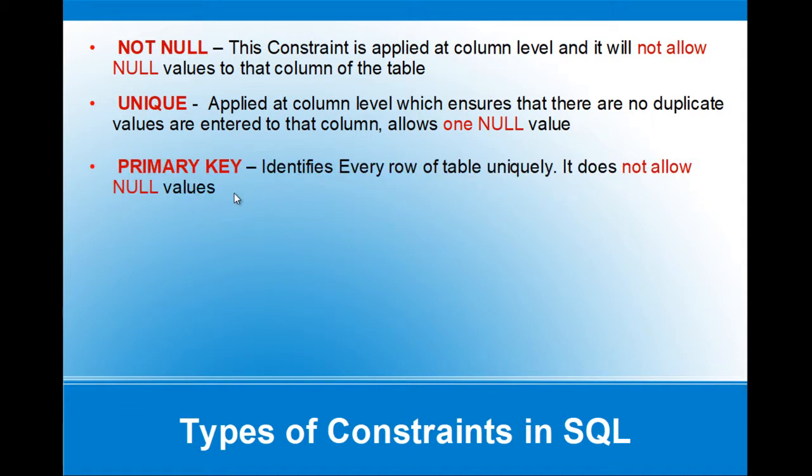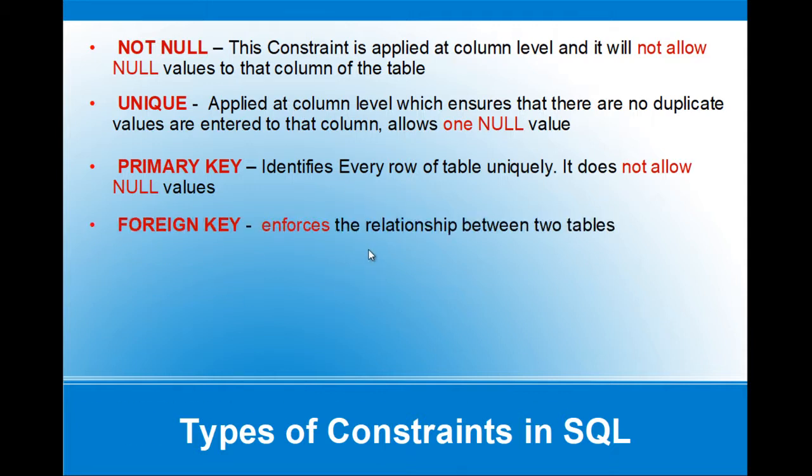Then the primary key. As the name suggests, the primary key helps you identify every row of a table uniquely, and it does not allow any null values, whereas the unique key will allow one null value. You can also refer to my previous video where I have explained this primary key and unique key.